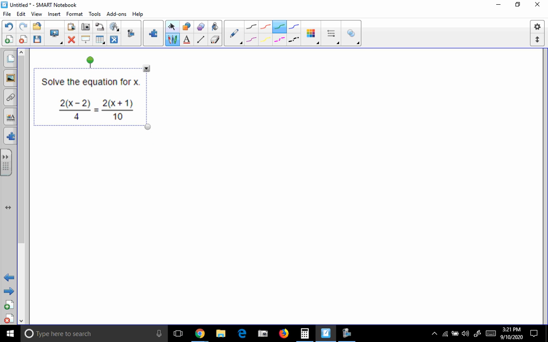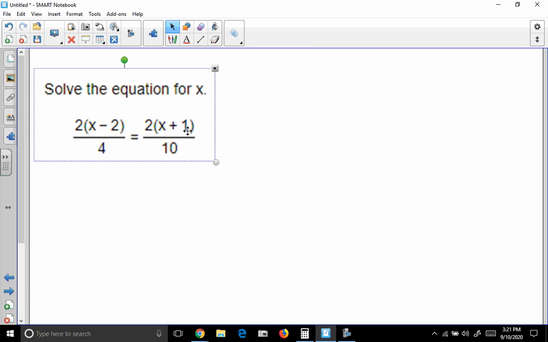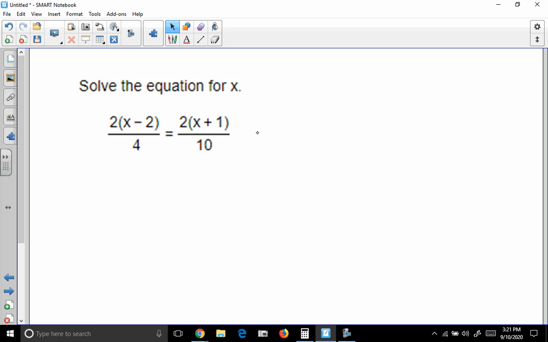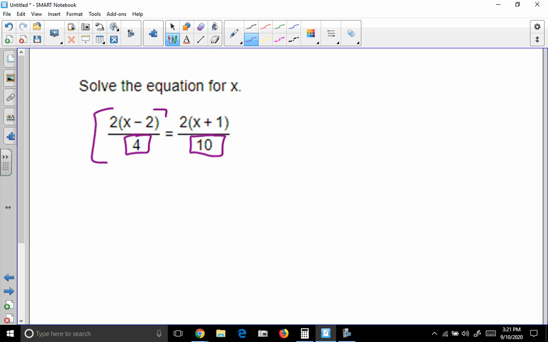All right, so let's take a look at this one. So let's look at clearing the fractions. We have a denominator of 4 and a denominator of 10. We could reduce our fractions first, but since that doesn't always work, let's not reduce. But we want to multiply both sides by something that will make the 4 go away and the 10 go away.